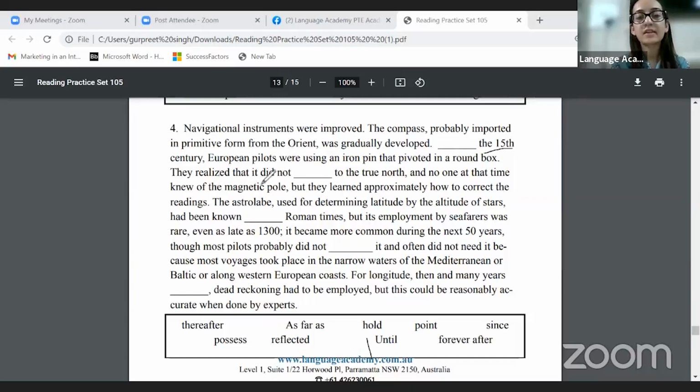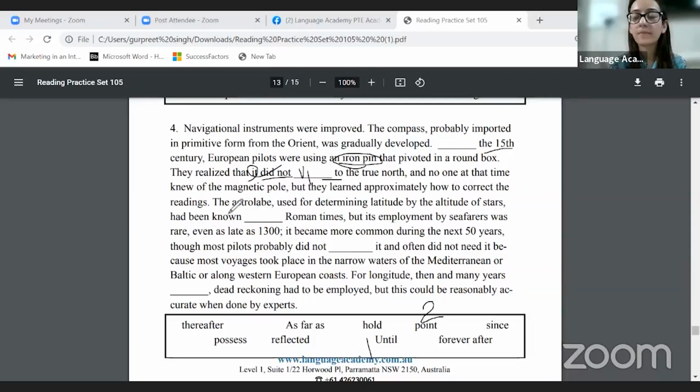They realized that it did not dash to the true north. So with did comes the first form of verb. It is being used for the compass here. No, sorry, this iron pin. So they realized that the iron pin did not dash to the true north. So the iron pin did not point, because point goes with to. Possess means to have something. So we'll say this pin did not point to the true north, and no one at that time knew of the magnetic pole.